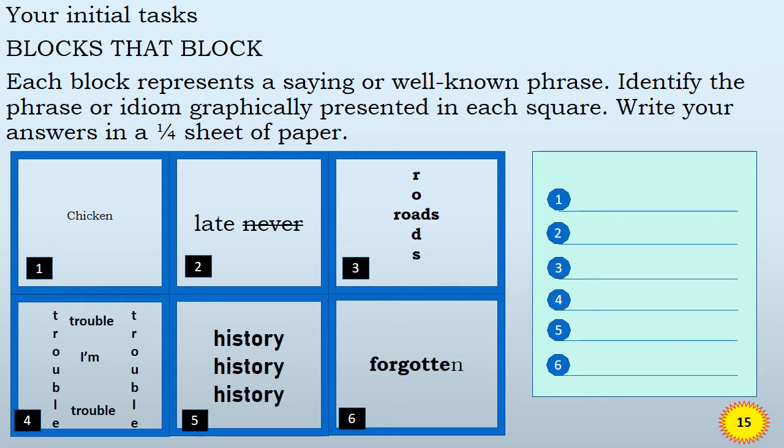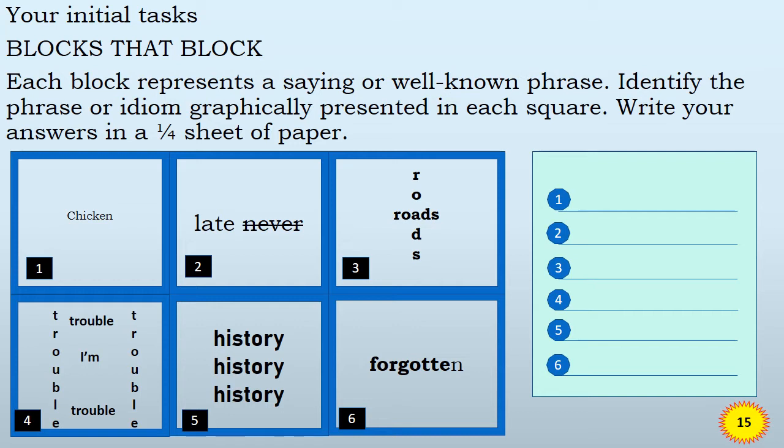Block number 4. The answer in block number 4 is troubled. Why? This is because, as you can see in the block, the word I'm was surrounded by the word trouble. So simply, the answer is troubled.